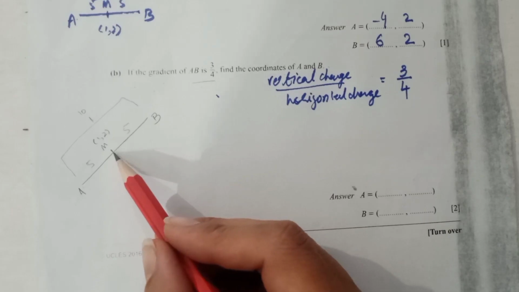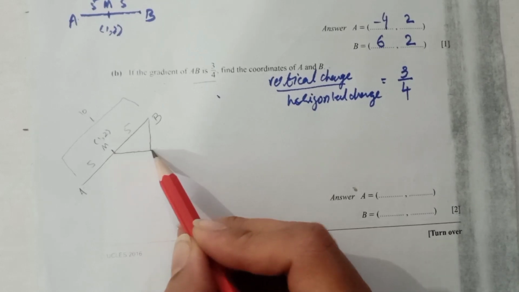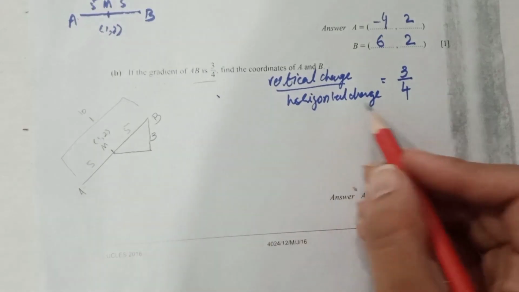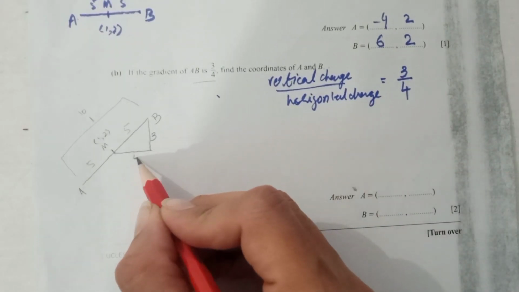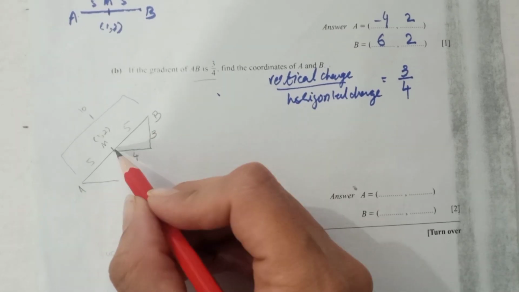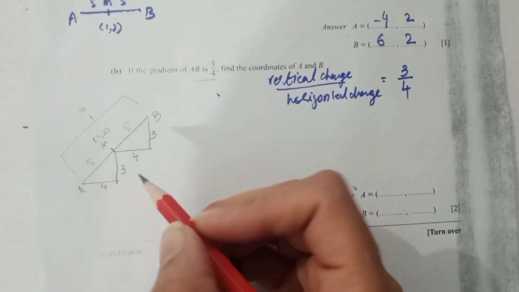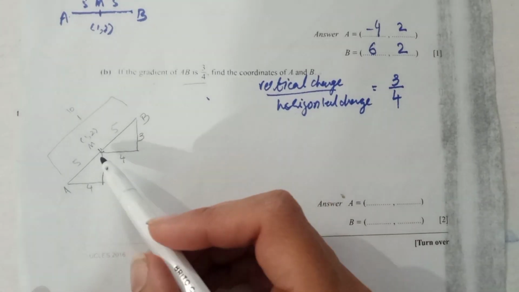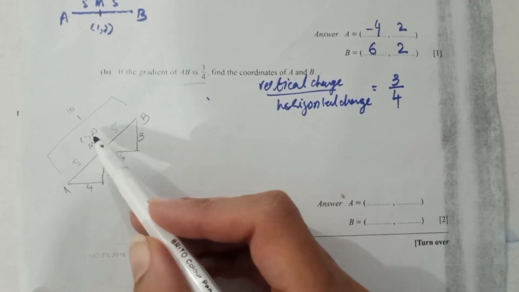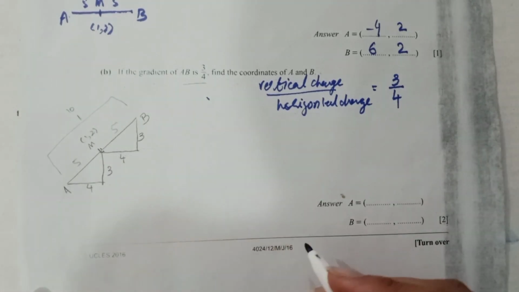Now we have to understand it. If we move in the vertical change, it is equal to 3. And if we move along the horizontal change, this is equal to 4. We also draw there a right angle triangle. To find the coordinate of A, we have to move downward, and for this we have to subtract 3 from 2. When we subtract 3 from 2, we get minus 1.